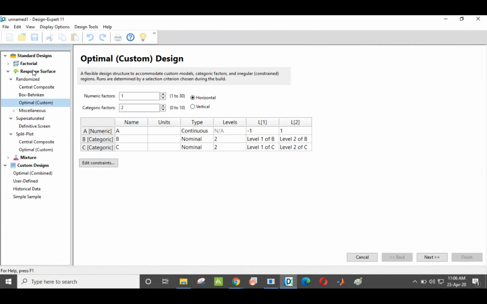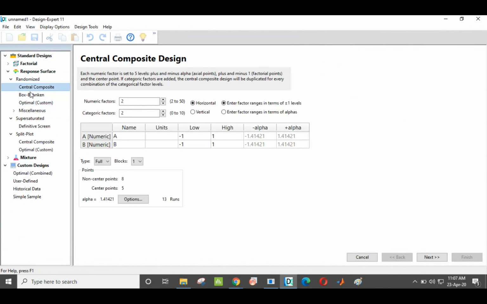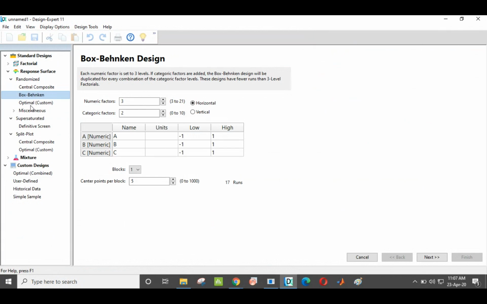In response surface, we have central composite, Box-Behnken, optimal, and other things. First of all, I start with Box-Behnken and I will finish with central composite design. For Box-Behnken, the number of numerical factors associated with this design is 3 to 21, and the categorical parameters are 0 to 10.